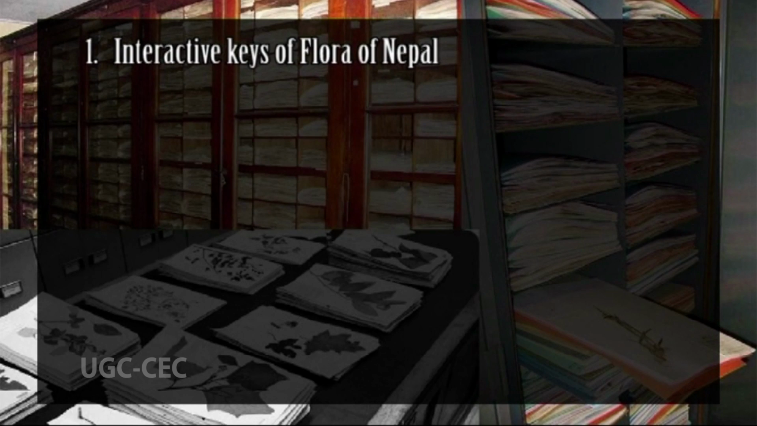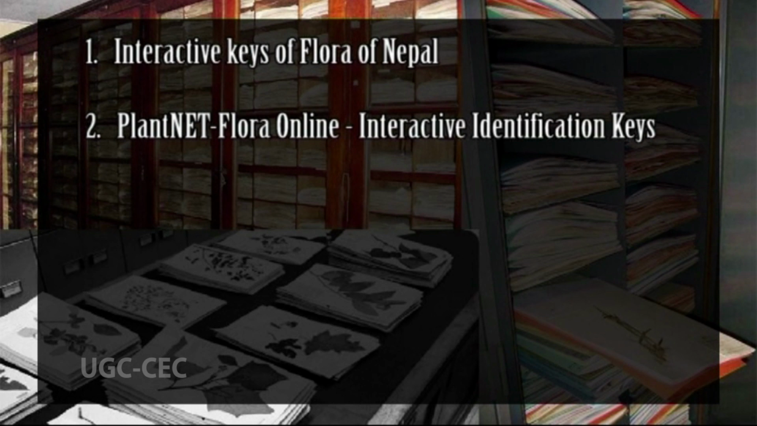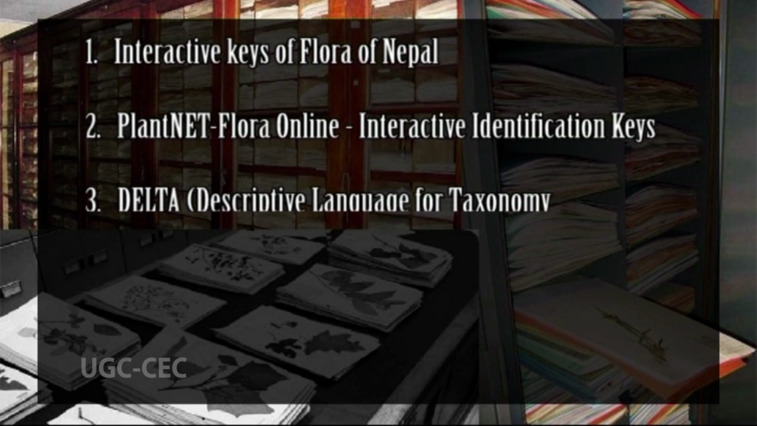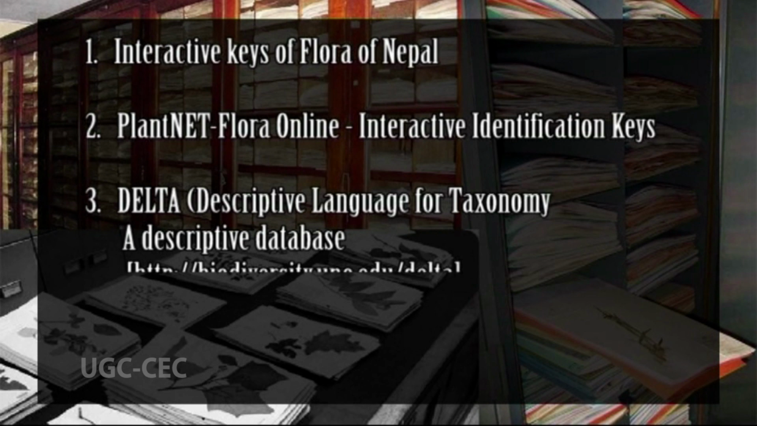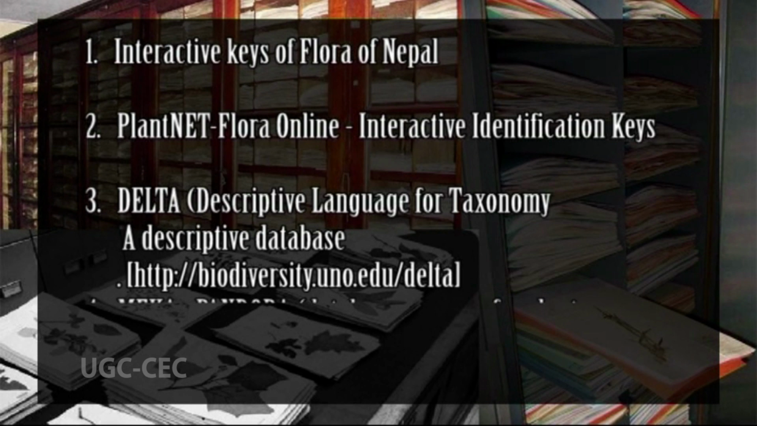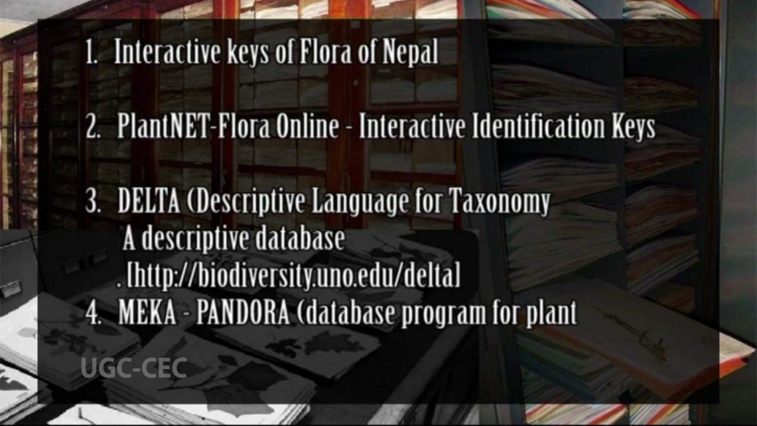Some of the major databases and internet-based interactive keys are listed as follows: interactive keys of Flora of Nepal, PlantNet, that's Flora Online interactive identification key, or DELTA, that is Descriptive Language for Taxonomy, a descriptive database from which descriptions, a variety of identification aids and analysis of relationships can all be derived. Then we have Mica and Pandora, that is a database program for plant identification.